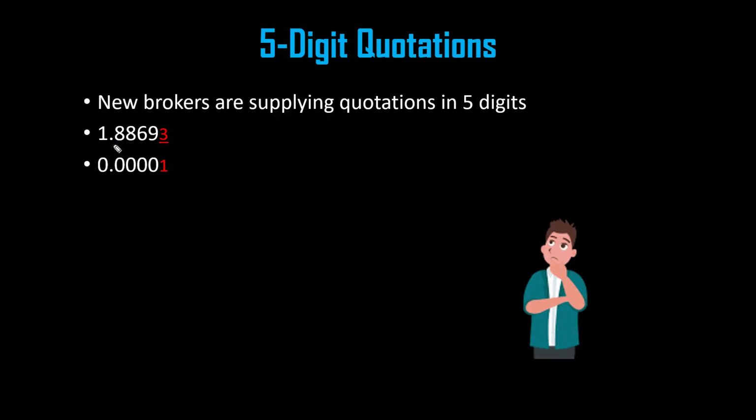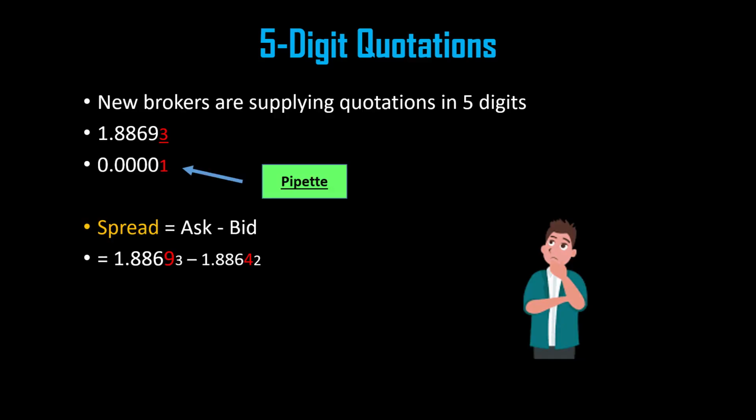So in this case, we have 1.88693. But don't get this confused. Don't be like, oh, well, 3 is a pip. 3 is not the pip. 9 is still the pip, right? So we have here the 3 followed by the 1. In this case, that's called a pipette, right? So the pipette.